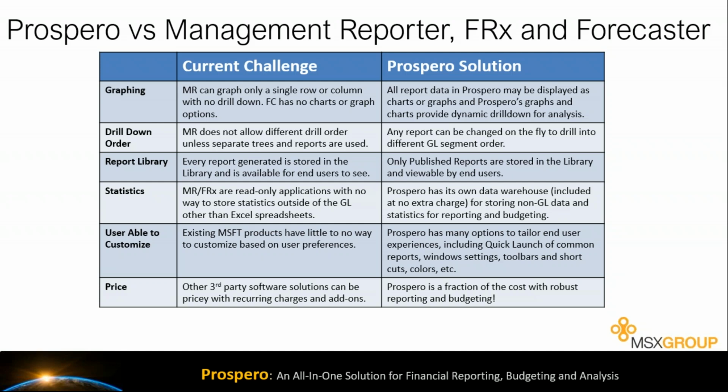Drill down order. With MR, you can't change your drill down order, so you're stuck with the way you have your trees built or going straight to the account level of detail. But with Prospero, we've got drill down order that you can change at any time. You can define it before you run the report, or you can change it as you're looking at the report and drilling down. Same thing with charts and graphs. You can change the drill down order for charts and graphs. So if you want to see the balances broken out by department, that's fine. If you want to change that and break it out by location, that's fine too. Easy to switch that any time.